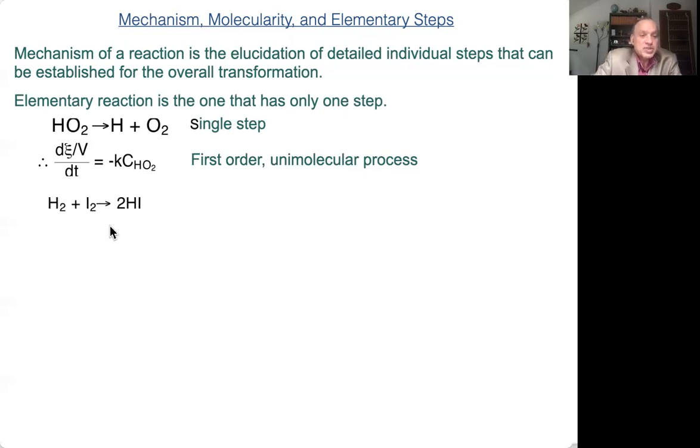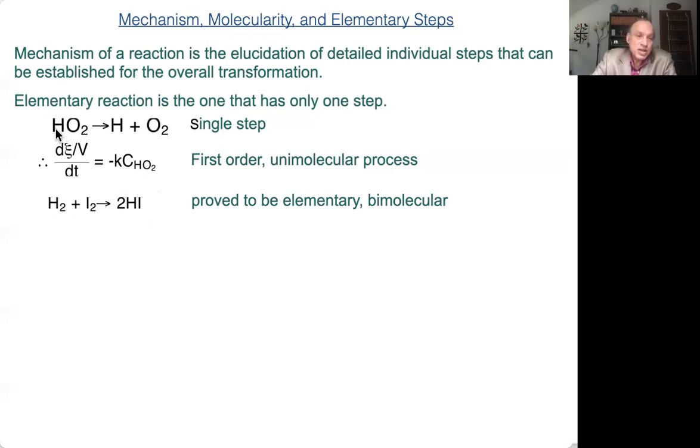And H2 plus I2 goes to 2HI. So this is now 2 molecules reacting, and in one step goes to HI. This is well understood and established that this works this way. There are no intermediate steps in between. So there's one elementary step, and this is an exception. Most reactions don't go this way. So it is an elementary bimolecular reaction, bimolecular because you have 2 molecules reacting to give rise to the product.